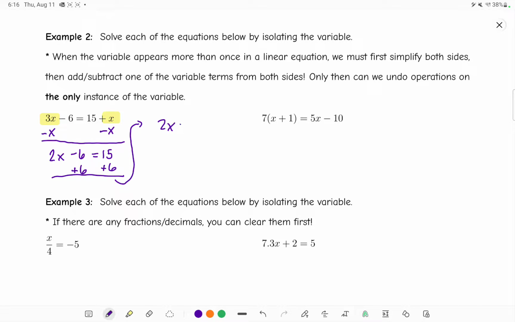We get 2x equals 21. And then we divide by 2. X equals 21 halves. And I'll let you check that answer on your own as well.